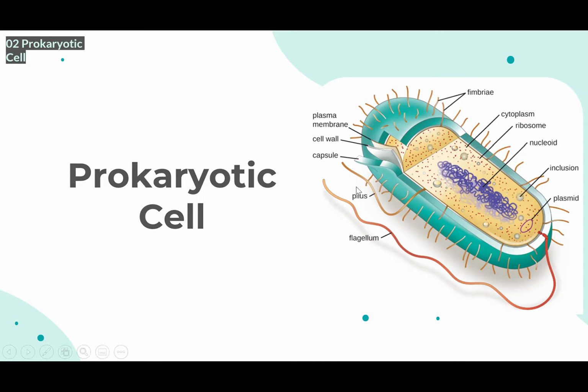And also things like pilus or pili are in some prokaryotes and can connect to other bacteria for exchange of genetic material. And the same goes for flagellum or flagella. That is not in all prokaryotic cells, but in some. It extends out of the cell wall, as you can see here, and it's there for movement.